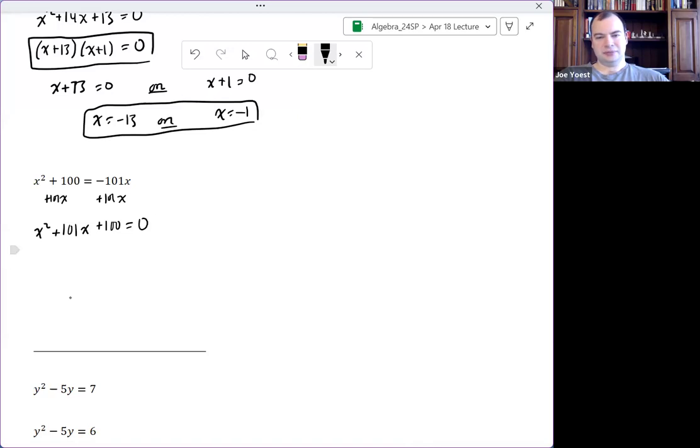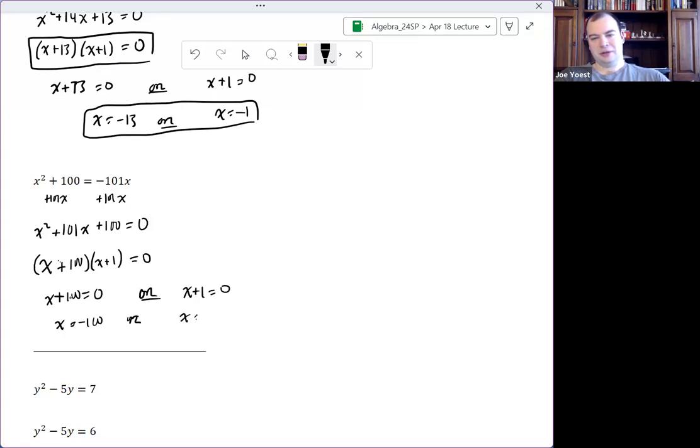Now I can factor. This is going to factor into x plus 100 times x plus 1 equals 0. And again, a product of two factors equals 0. Either the first is 0 or the second is 0. So we say x equals -100 or x equals -1.